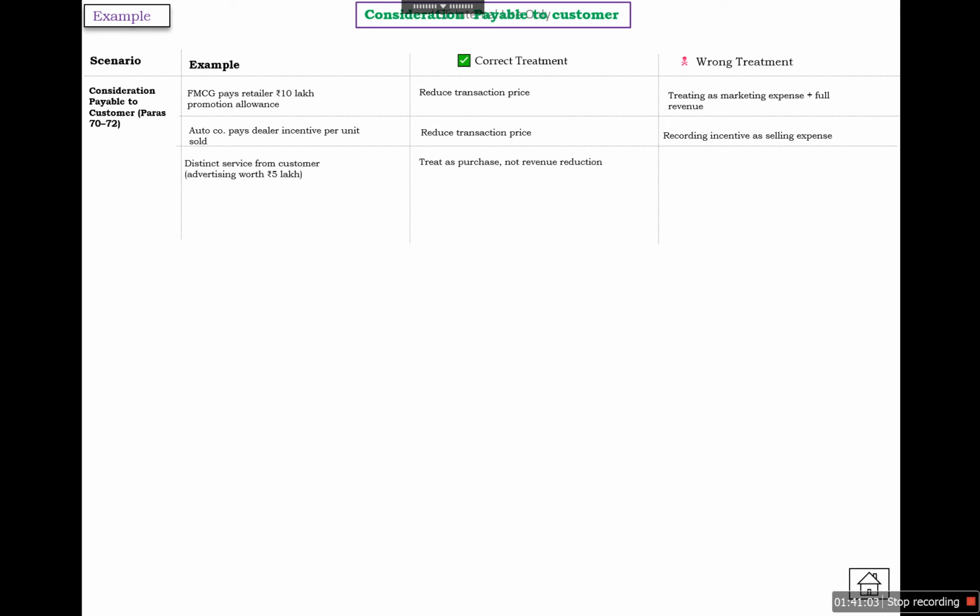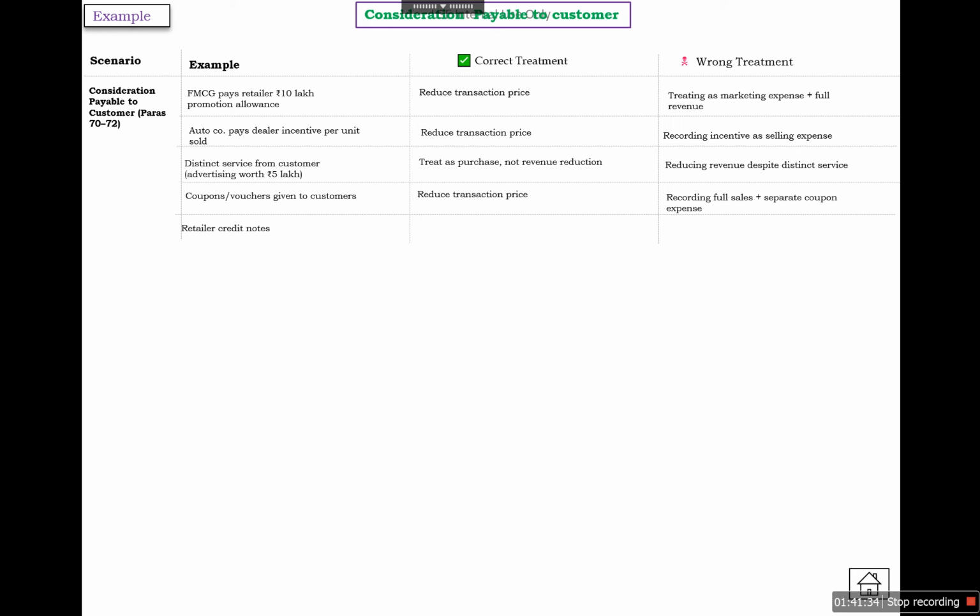So we need to treat it as a purchase, not a revenue reduction. Reducing the revenue despite distinct services is not a correct way. Next, if coupons or vouchers are given to customers, we need to reduce the transaction price, and recording full sale plus a separate coupon expense is incorrect. Next is retailer credit notes. We need to reduce the transaction price, and ignoring the effect in the revenue is an incorrect practice.